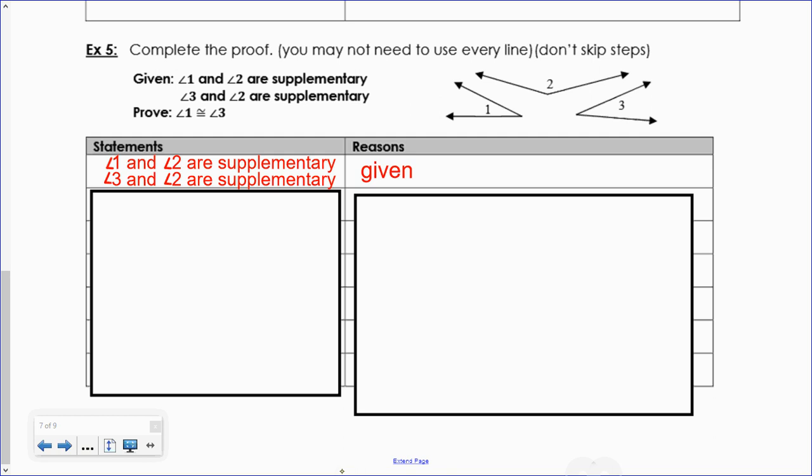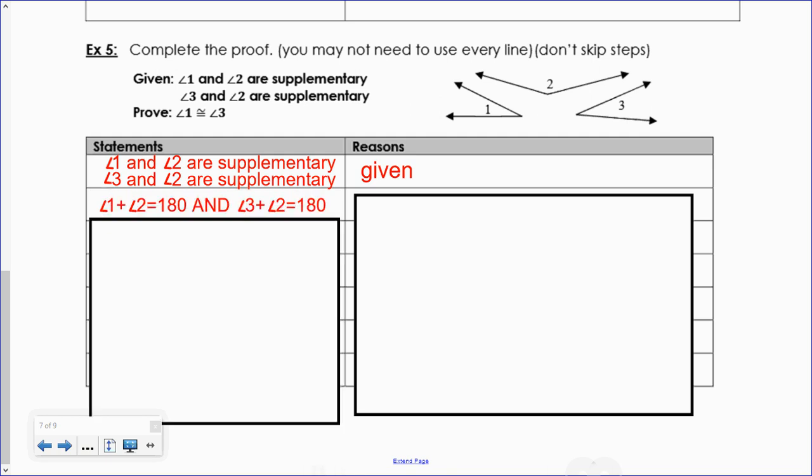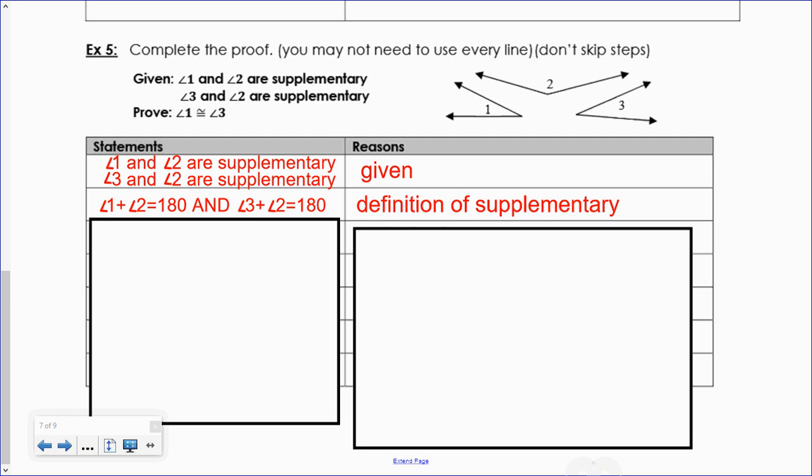All right. Based on that, what's a conclusion I can make? Angle 1 plus 3 equals 180, and angle 2 plus 3 equals 180. Yeah. I know that because they're supplementary, they must add to 180. And how do I know that? It's the definition. That's what we learned about supplementary. Right. We can take our 2 pairs of angles and we can set them equal to 180 to write our equation.